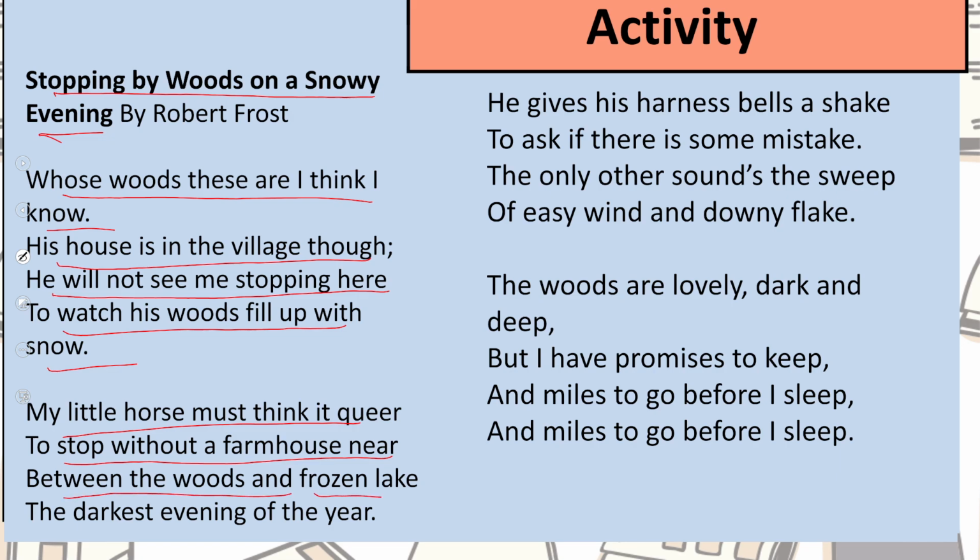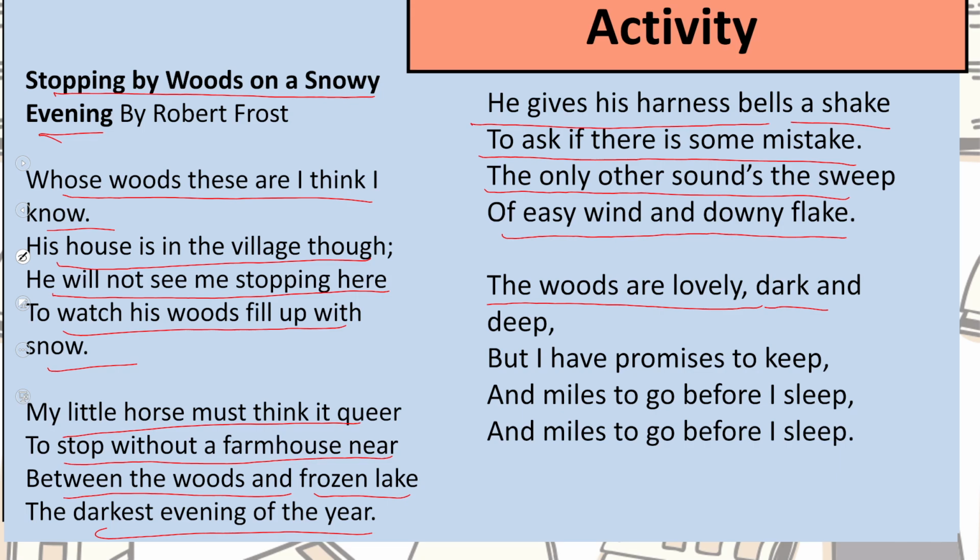Between the woods and frozen lake, the darkest evening of the year. He gives his harness bells a shake to ask if there is some mistake. The only other sounds the sweep of easy wind and downy flake. The woods are lovely, dark and deep, but I have promises to keep, and miles to go before I sleep, and miles to go before I sleep.